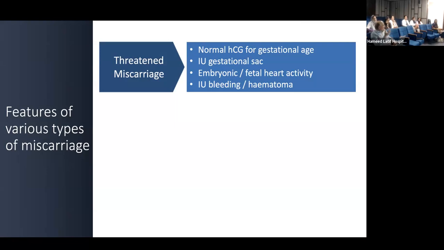If the sac is 20 millimeters and you don't find a fetus in that, that means it's a missed abortion. A 20 millimeter sac must have an embryo in it. And if an embryo is 6 millimeters or larger, it must have cardiac activity. So if an embryo of 6 millimeters or larger has no cardiac activity, that's missed abortion.